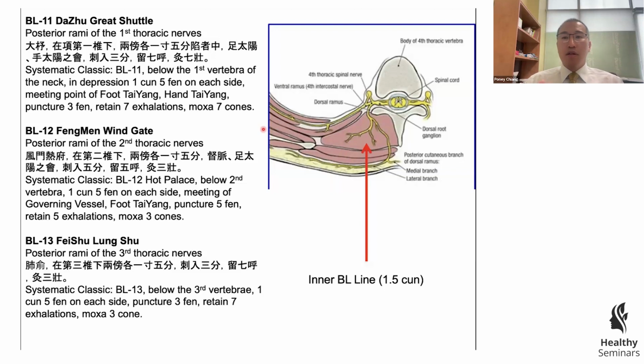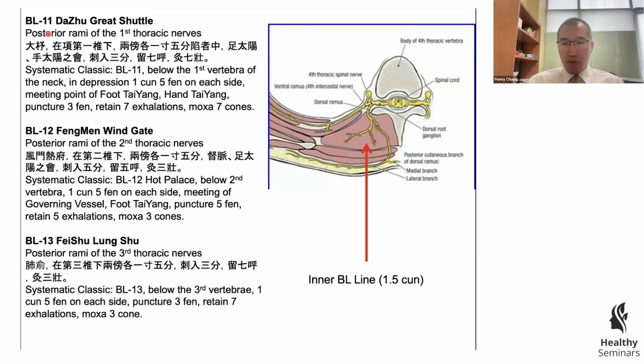Okay, so imagine when you're putting needles in the Huatojiaji, or you're putting needles in the bladder line, you are interacting with the dorsal rami, or posterior rami, and that information would be received by the dorsal rami, and it will return back into the spinal cord.